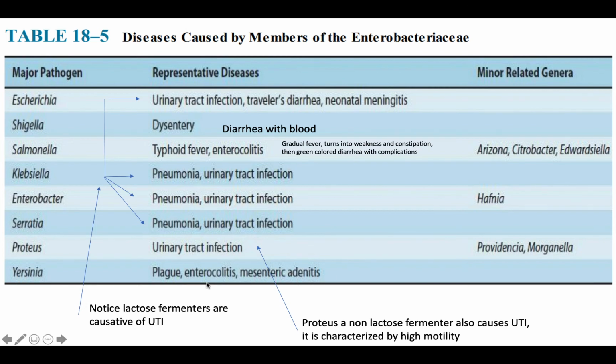And now we are only left with Proteus. It's not a lactose fermenter, but has another mechanism, which is the high motility that can allow it to travel from the gut to the ureter, the urethra. So Yersinia is the one that causes the plague. We'll talk about it in a minute.